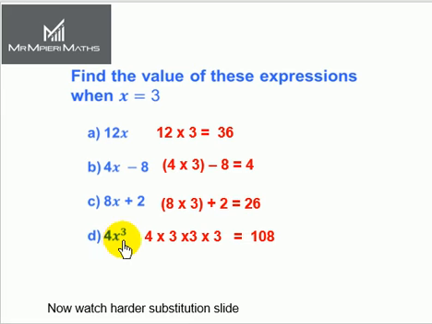Now here, did you get this one right? Because here, x is cubed, not squared. So cubed here is 3 cubed, which is 3 times 3 times 3, and then times 4, then 108.